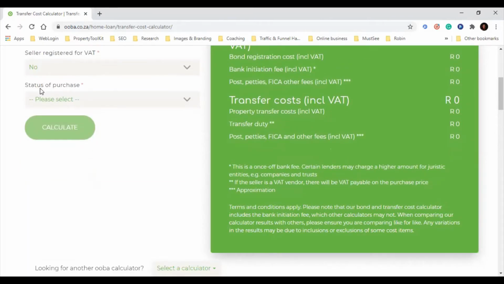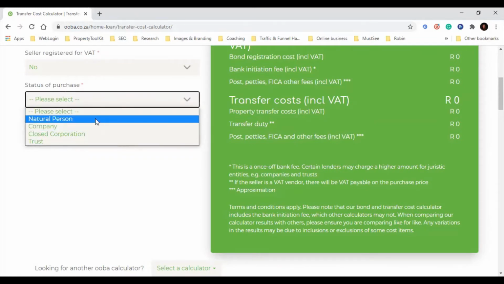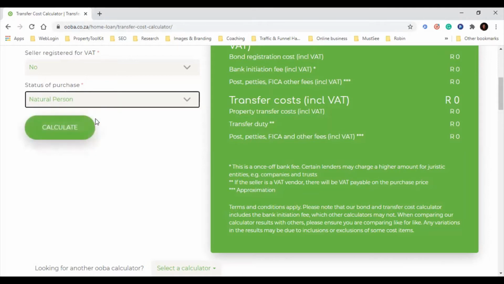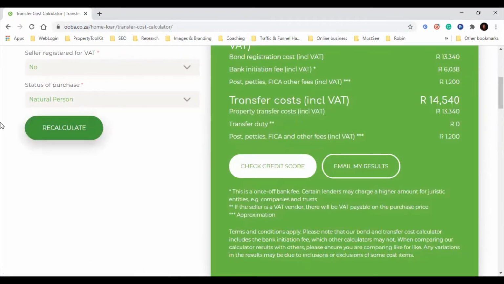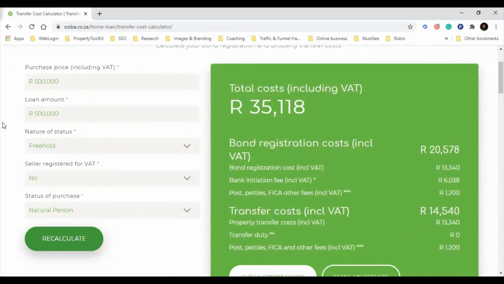And then you want to answer the final question, which is the status of the purchase. You're going to then be buying this particular property in your natural person, in the name of a company or in a trust. You'll be able to select those. We'll just go with natural person, and then we're going to say calculate. So now on a property that you're going to purchase at 500,000, your total costs that you need to have to close this particular property, which is your bond registration costs and your transfer costs, is 35,118 Rand, which includes VAT.